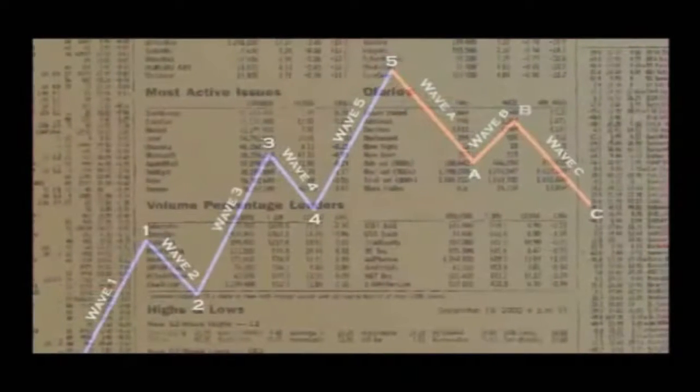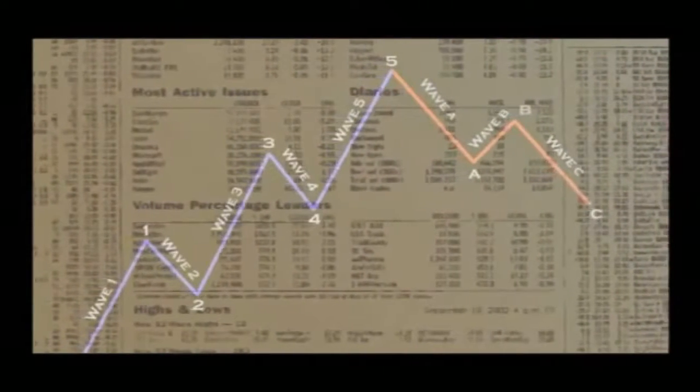The five waves of progress and three waves of regress is the essential form of markets. If there were no fluctuation, there would be no change. So you need at least three waves to get fluctuation. Therefore, the 5-3 pattern is the most efficient way of achieving both fluctuation and progress. Nature is efficient, and this pattern is no exception.